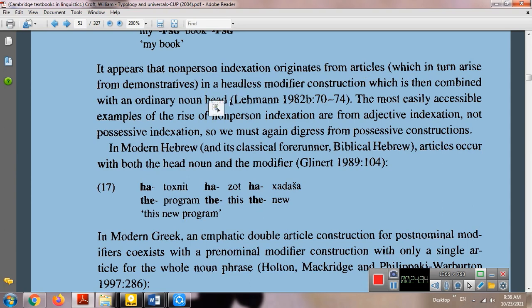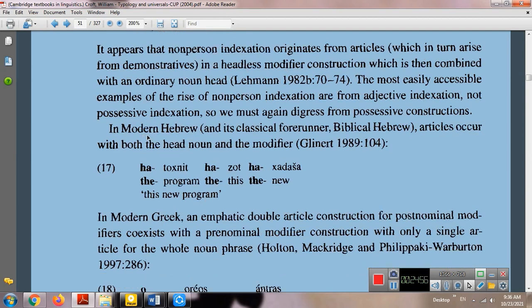In a headless modifier construction, which is then combined with an ordinary noun head. The most easily accessible examples of the rise of non-person indexation are from adjective indexation, not possessive indexation. So we must again digress from possessive construction. In modern Hebrew, the article occurs with both the head noun and the modifier. Here we have the article with the head noun and the modifier in this language.